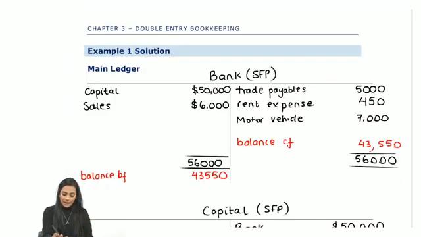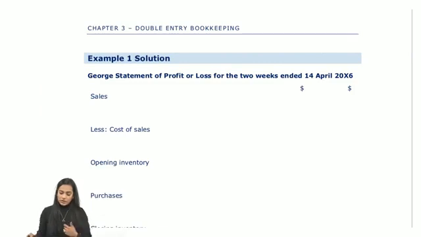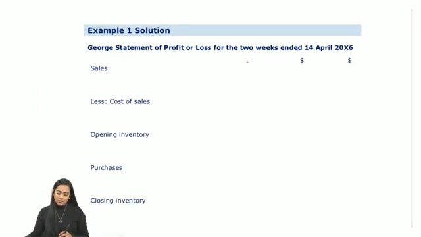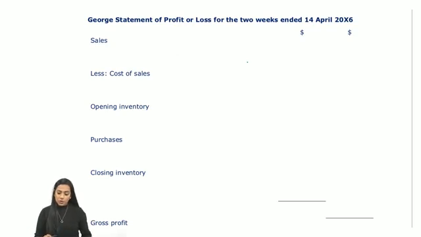Okay, welcome back. So what we are going to do then is go on to the next page here, George's statement of profit or loss for the 2 weeks ended April 16. We'll start off with sales, and sales is the income.